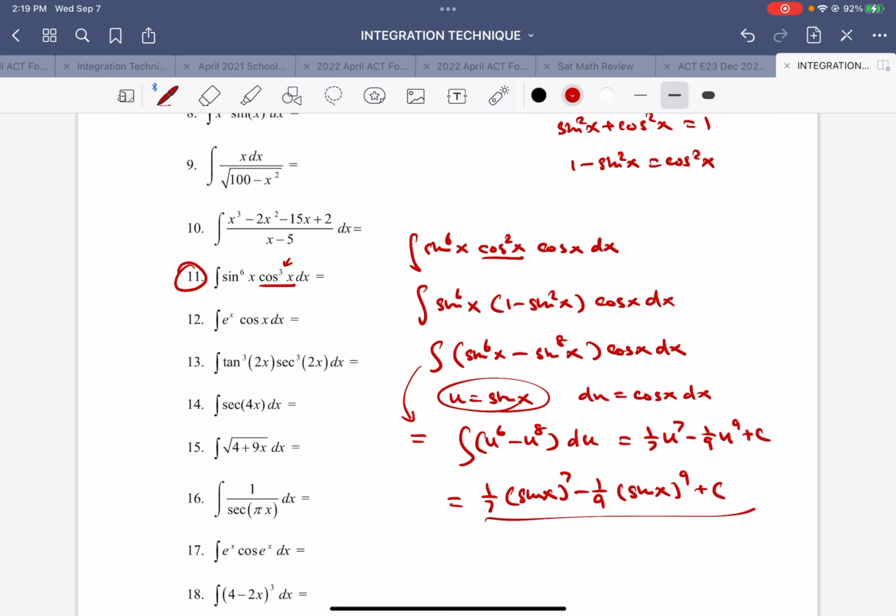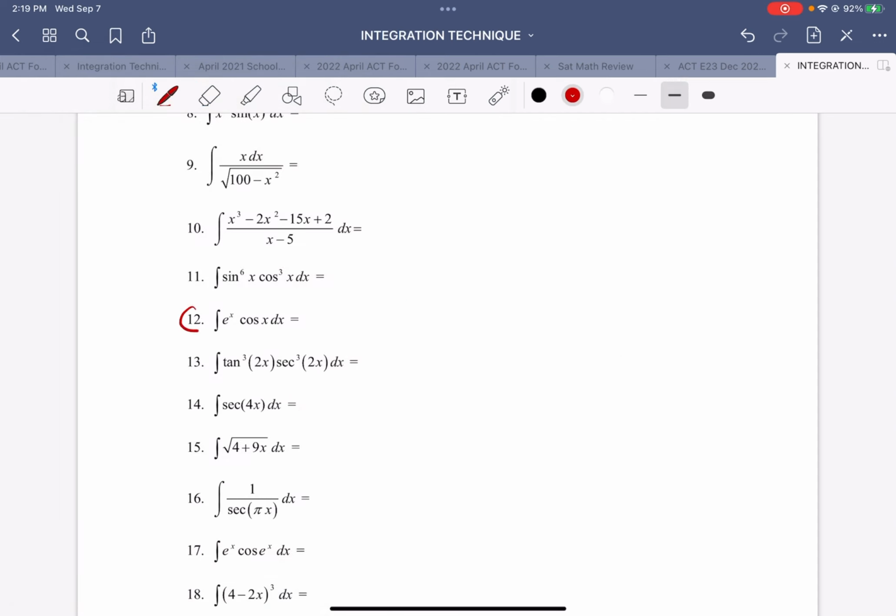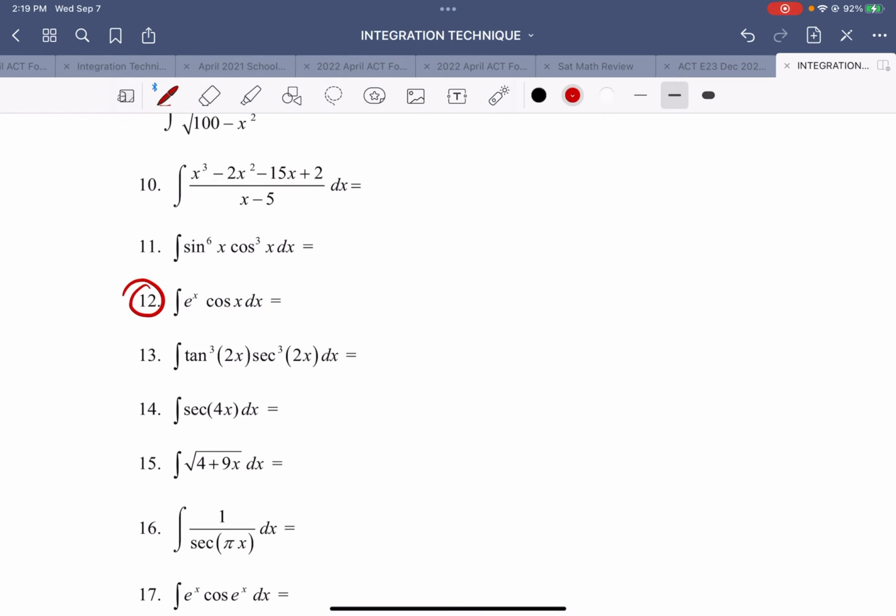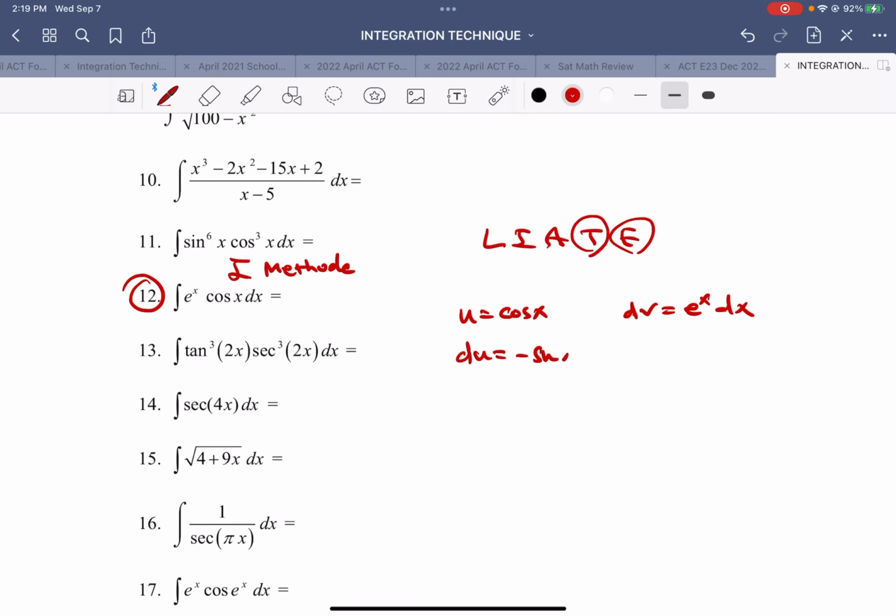Next one, let's do number 12. If you consider ILATE, then you can see which one is u. So trigonometry comes first, compared to exponential. So u equals cosine x, and dv equals e to the x dx. This one we call the I method. You will see why I call it the I method. So look, du equals negative sine x dx, and then v is e to the x, I mean, just e to the x when you take the antiderivative.